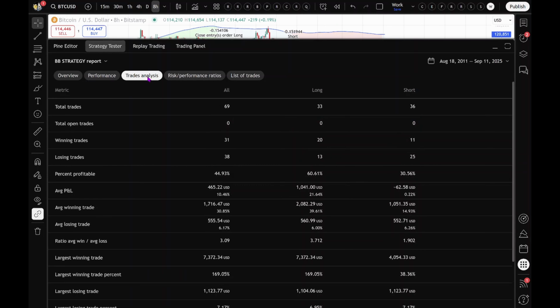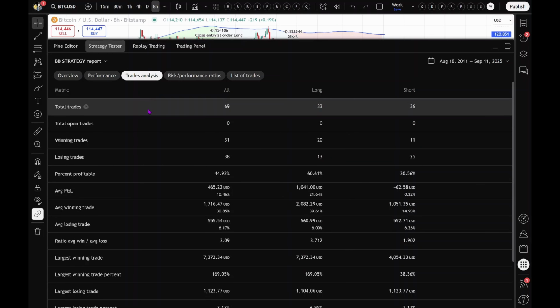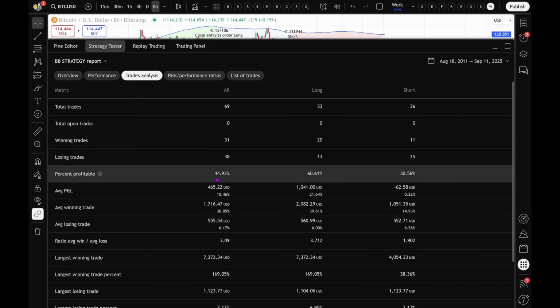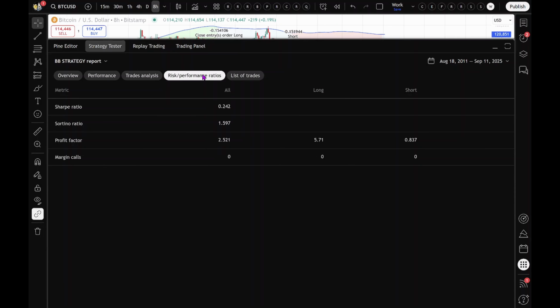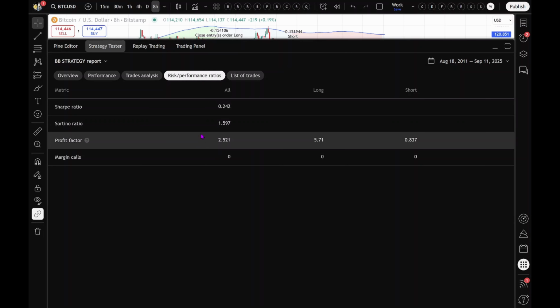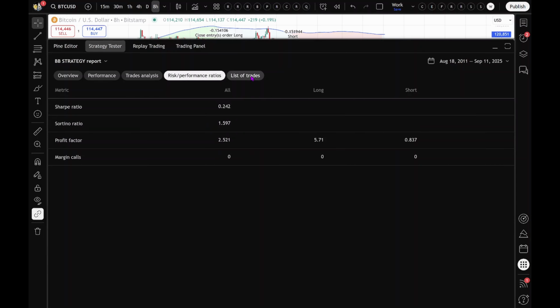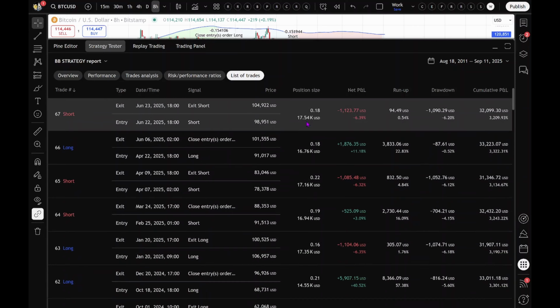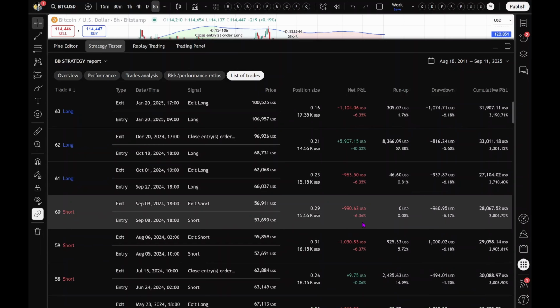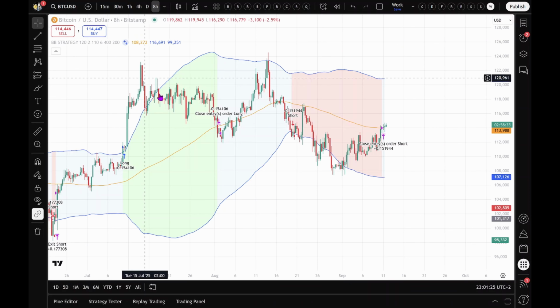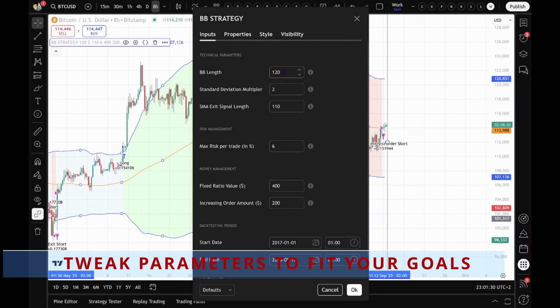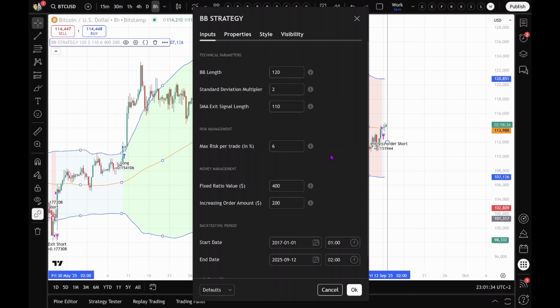In the trade analysis, we've got total trades, winners versus losers, win rate, average P&L, and so on. About risk, we get here the Sharpe and Sortino ratio, as well as profit factor. On the right, you can check the full trade list, and notice each loss is capped at 6%. If you want to try it out, I suggest backtesting it and tweaking the parameters to get the best stats. I mean, use parameters to maximize profit and minimize drawdown.